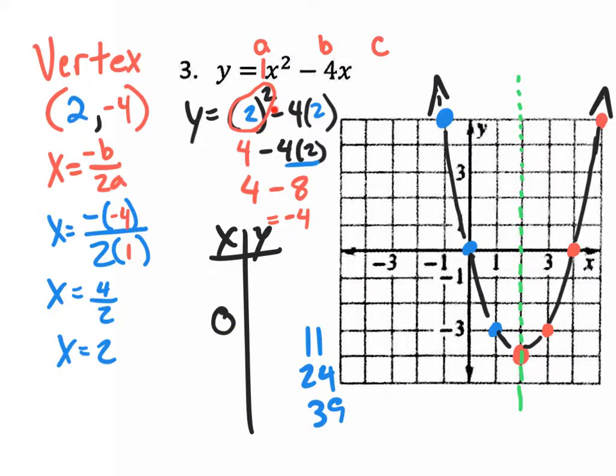If you plug in 0, let's pretend that we didn't have it graphed. If you plugged in 0 up here, what's 0 squared? And what's 4 times 0? And 0 minus 0? So for the input 0, I get an output of 0. And notice I already have that point. With the pattern, I already had that point. Let's plug in another number. What other number would you like to plug in?